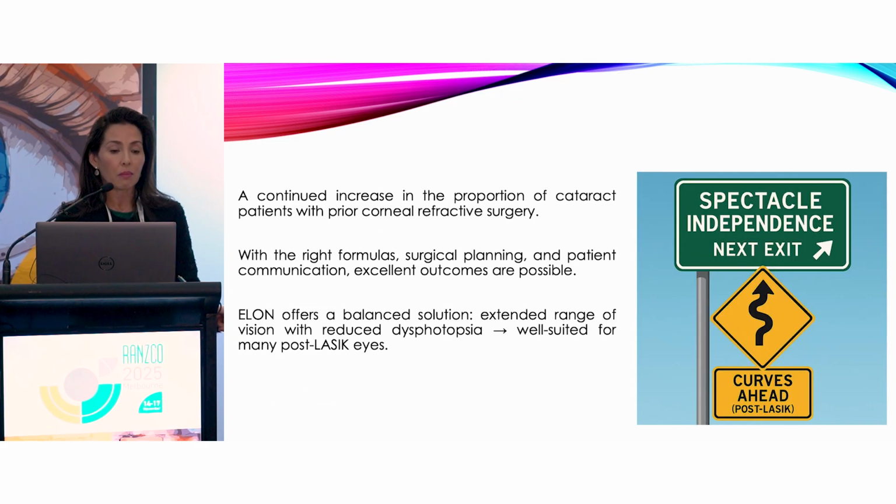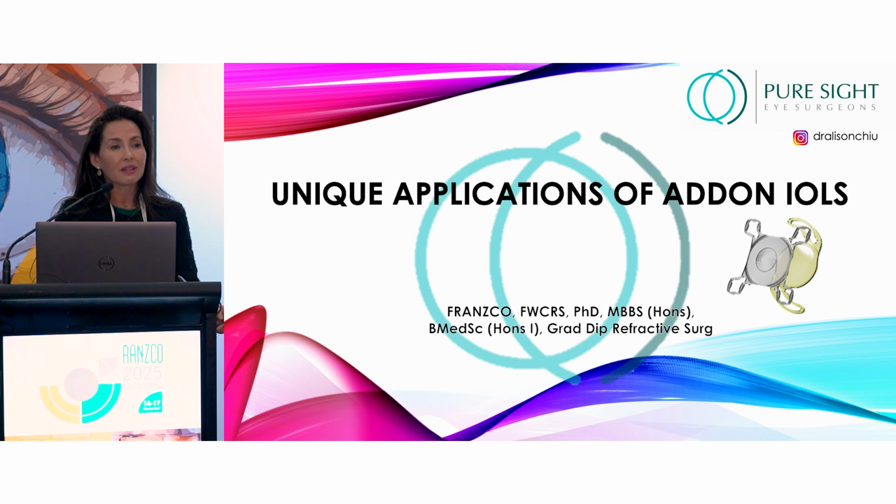So there is an increasing number of patients presenting with prior corneal refractive surgery. And I'm not talking about RK here, I'm talking the more common laser vision correction patients. And excellent outcomes are possible if we use the right formulas, we plan the surgery well and communicate clearly to the patient. And my go-to lens is Eden because it's neutral, it gives good results, it offers a balanced solution with the dysphotopsias versus the range of vision, which is not a full range usually in plano, but it's a very good range. And in mini monovision, of course, you can get the full range, and it's well suited for many post-LASIK eyes.